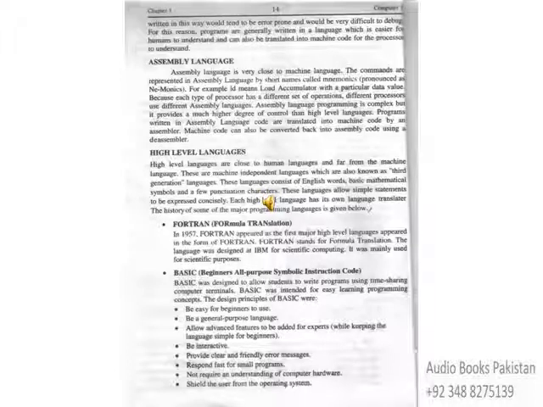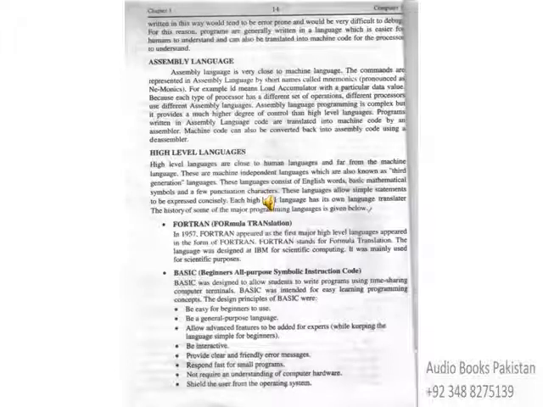Programs written in assembly language code are translated into machine code by an assembler. Machine code can also be converted back into assembly code using a deassembler.